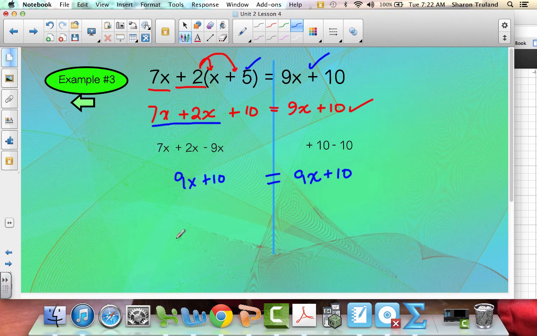I'm going to leave you to think about, what if you have a false statement? What do you think the answer is if you come up with a false statement? Talk about that tomorrow in class.